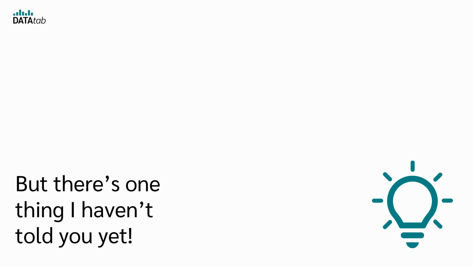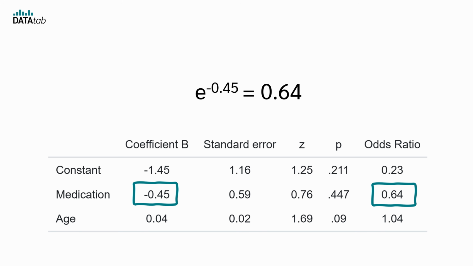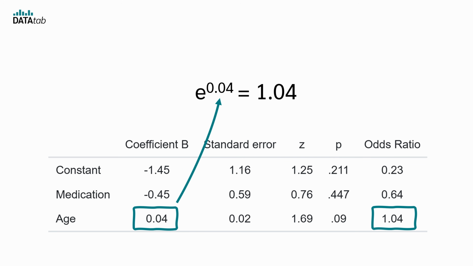But there's one thing I haven't told you yet. The odds ratio can actually be calculated simply by exponentiating each coefficient. So e to the power of 0.45 is 0.64, which is the odds ratio of medication. And e to the power of 0.04 is 1.04, which is the odds ratio for age.